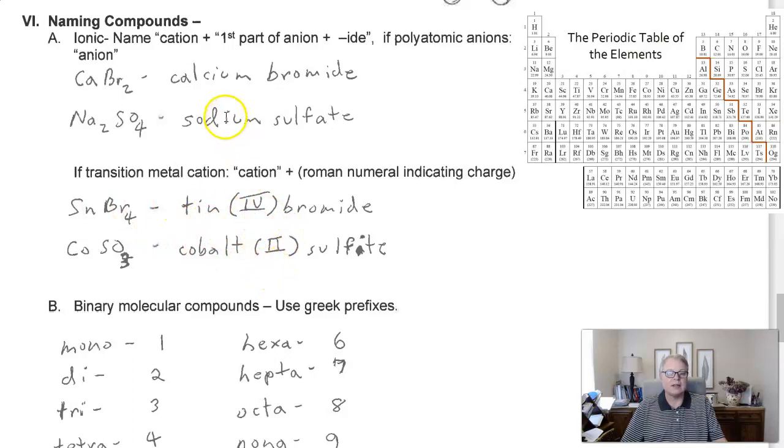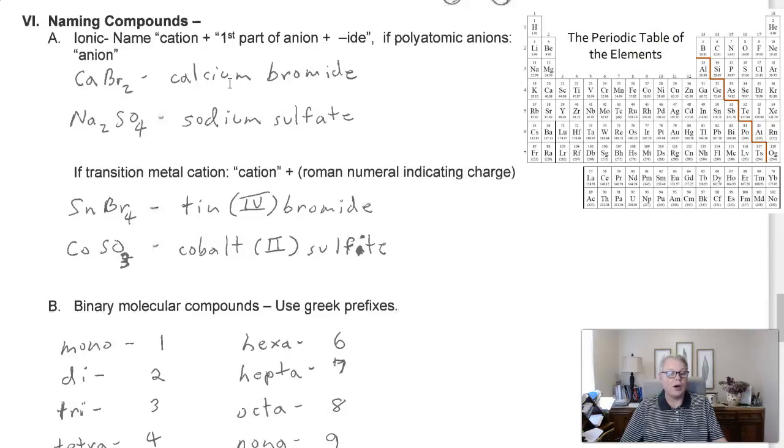Okay, now are there exceptions to the rule? There's always exceptions to the rule. All right, so here are the exceptions to the rule. Aluminum always forms +3, so no Roman numeral. Okay, the ammonium cation, that NH4 with the +1 charge, that's always +1. And so that's an ionic compound. You don't put the Roman numeral after NH4+, the ammonium cation.